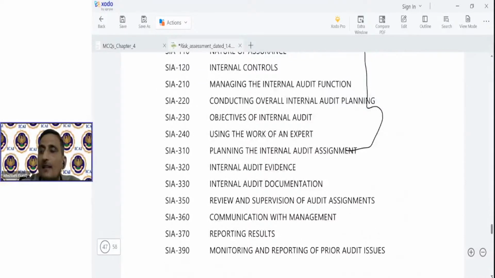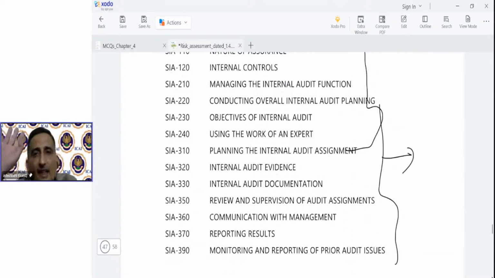So these are the standards and these are recommendatory. You have to understand this much, that there are standards issued. These are known as standards on internal auditing and these are recommendatory. Okay.